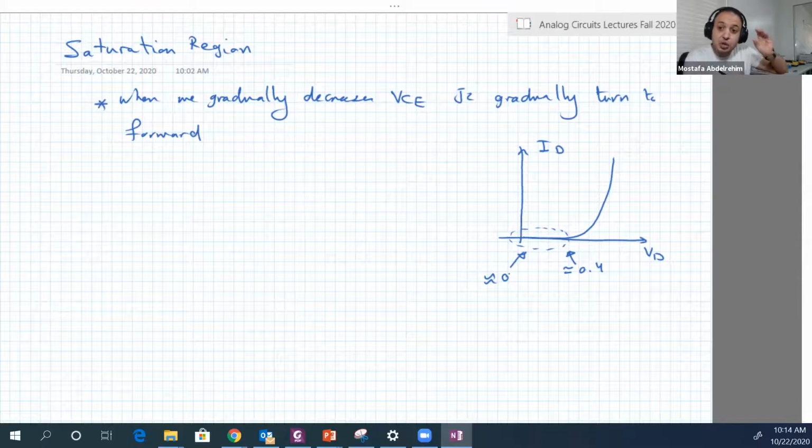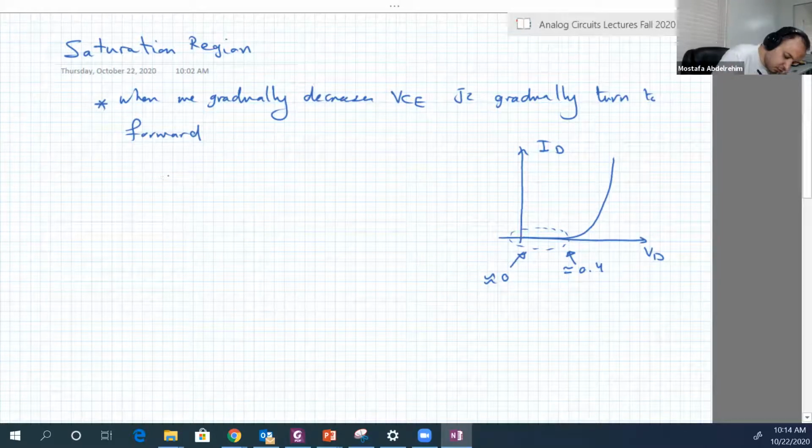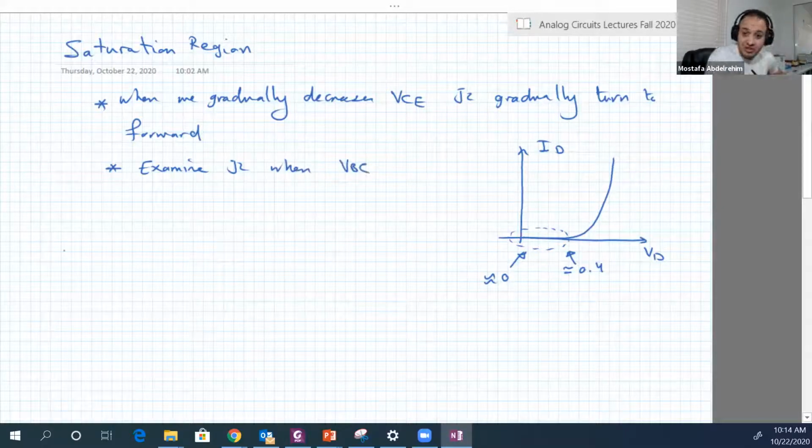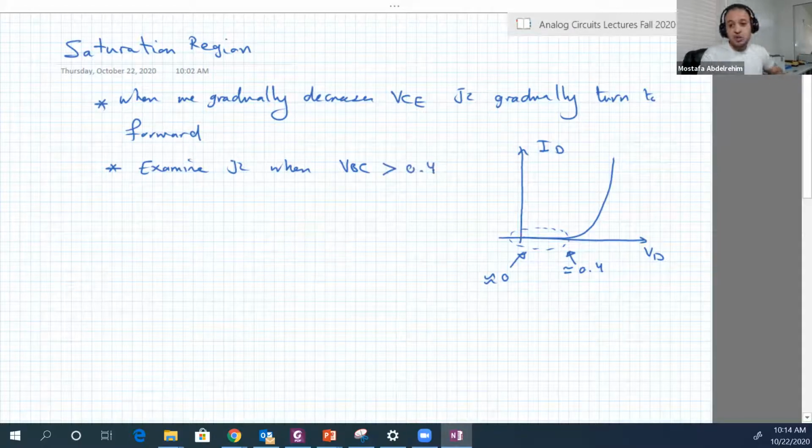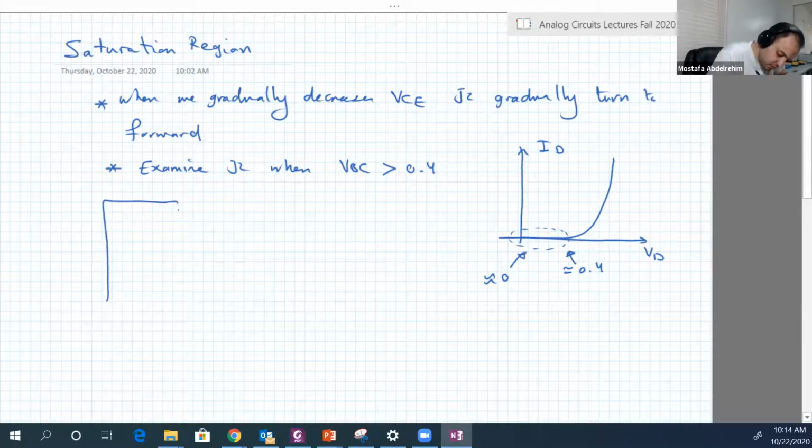So we're gonna examine now J2, the junction between the collector and the base, when it has voltage larger than 0.4. VBC is the voltage between the base and the collector, which was reversed before in active region or zero. Now in this region, it's greater than 0.4. Let's see what's gonna happen. So again, here is our base, collector, and emitter.